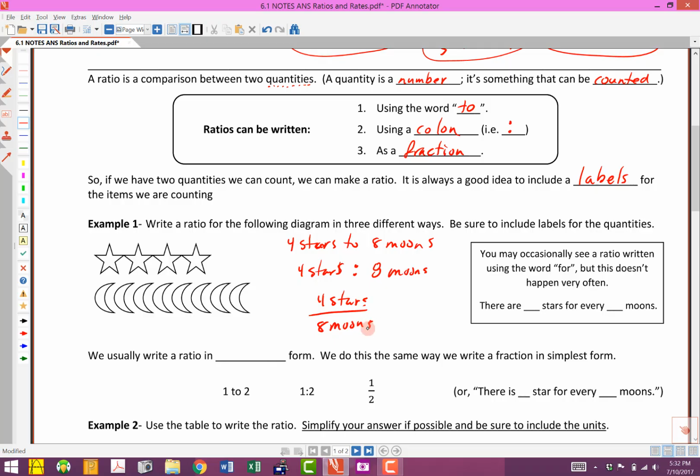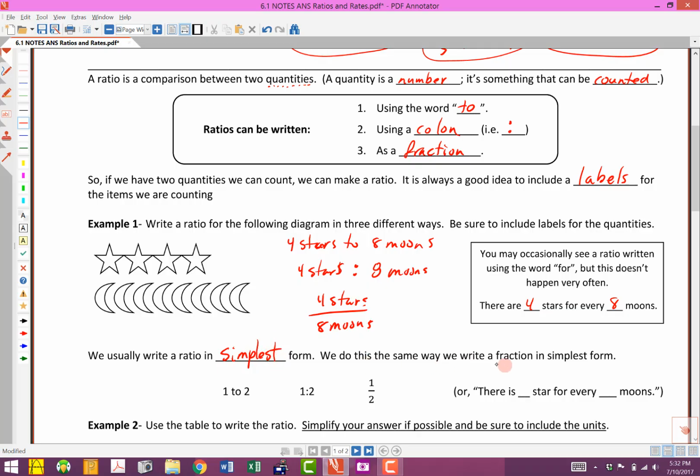Now, you may occasionally see a ratio written with another word. They may use the word "for," but that doesn't happen as often as the word "to." They could say there are 4 stars for every 8 moons. That would also give us a way to compare those two quantities, and we can include the labels. Now, we usually write a ratio in what we call simplest form.